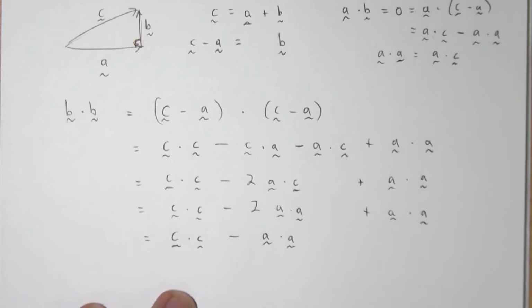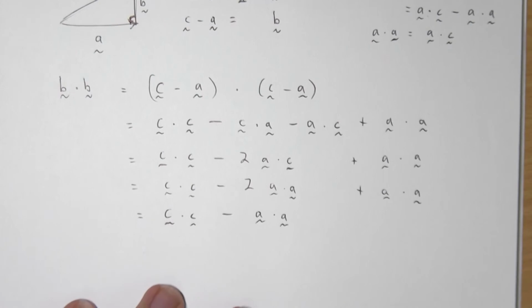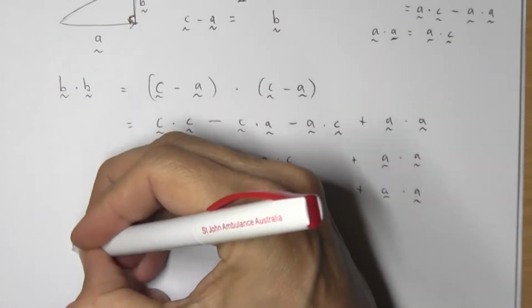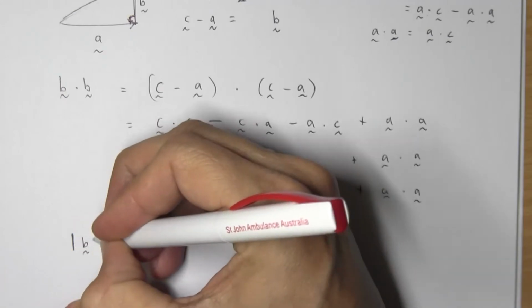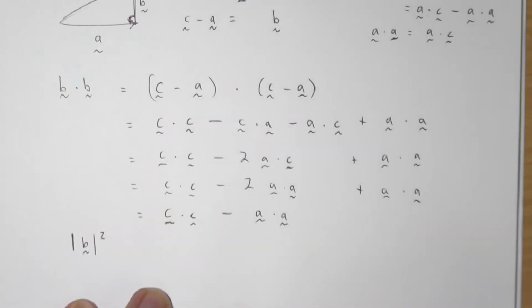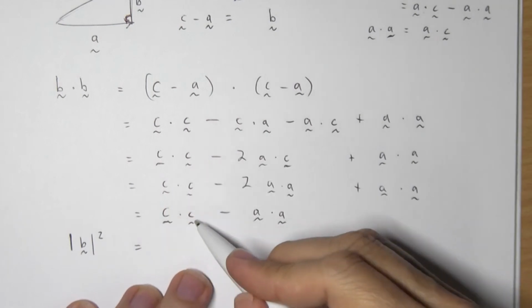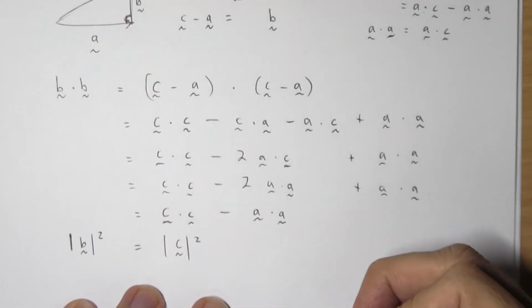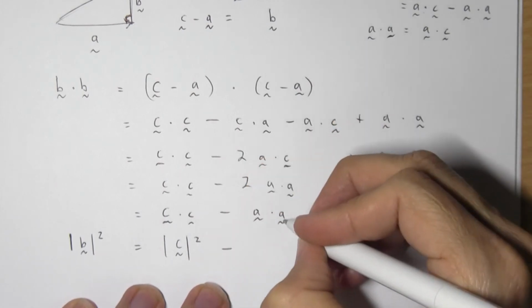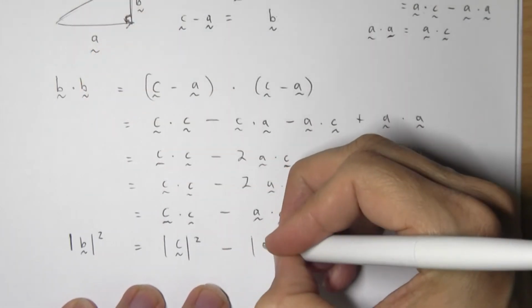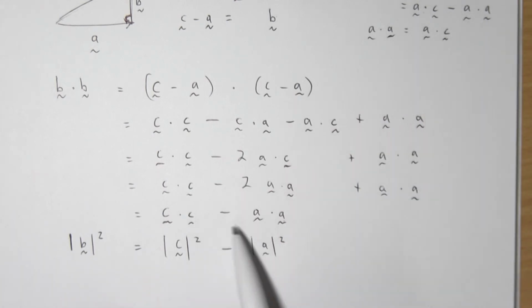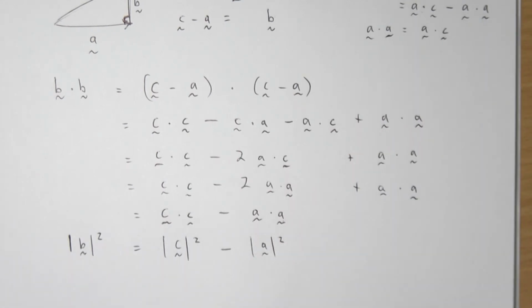Now, I hope by now you can see where we're going. What is B dot B? Well, it's just the length of that side vector B squared. And what's C dot C? Well, it's the length of that vector C squared. And what's A dot A? That's the length of this vector A squared. And this is Pythagoras' theorem.